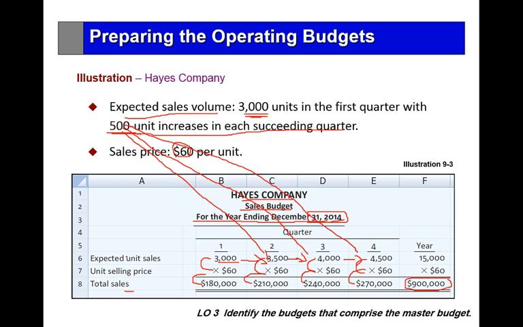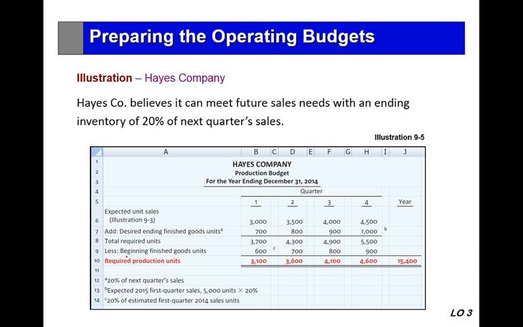Okay, this is the first budget we have here. The second budget will be the production budget. We have assumed that this company is a manufacturing company. Then we must prepare a production budget. Production budget is the second step for the same period, which is for 2014. We divide our year into 4 quarters.